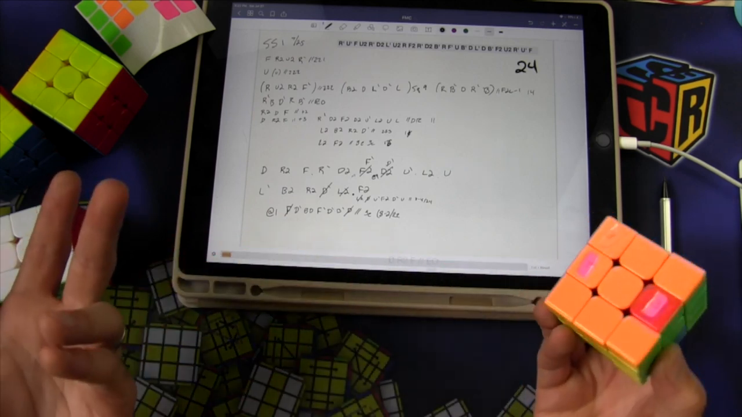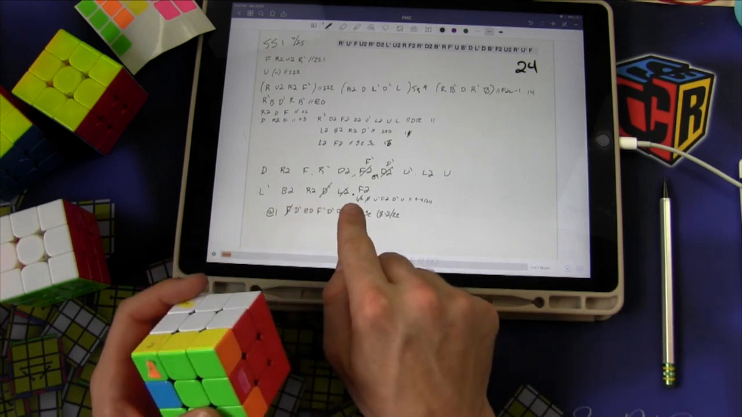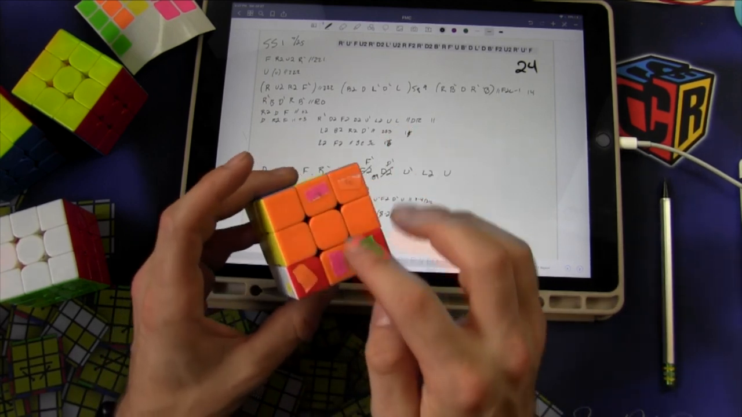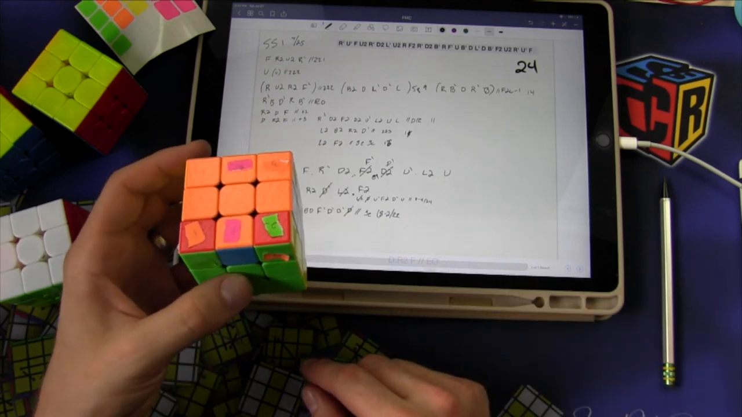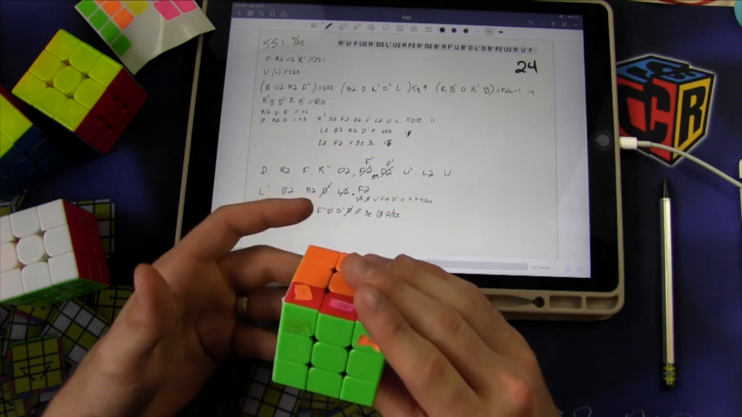And now all that's left is three edges. These three edges at that spot, right before the F2, are set up, so I can just do that, and then we have the F2.